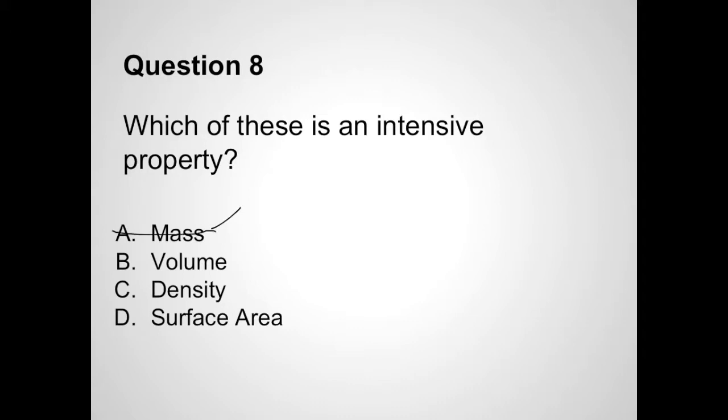So mass changes depending on how much stuff there is, volume changes depending on how much stuff there is, and surface area changes. Density is a property of a substance that does not depend on the amount. So that is an intensive property. Other examples would be the melting or boiling point, the color, things like that.